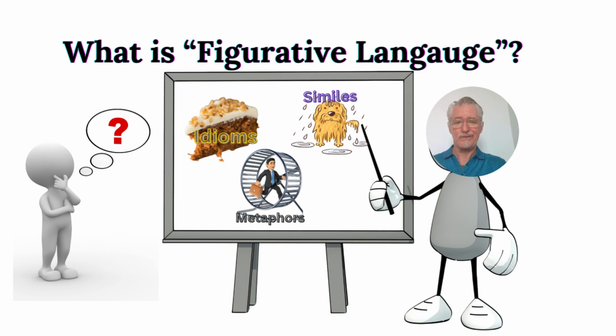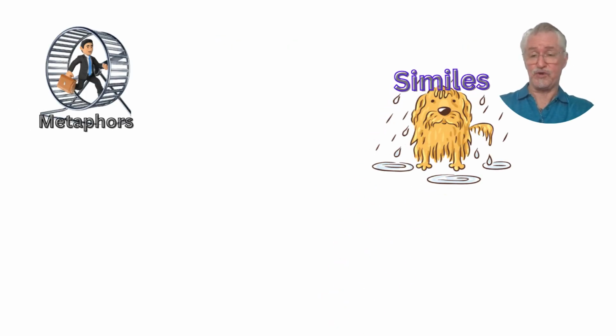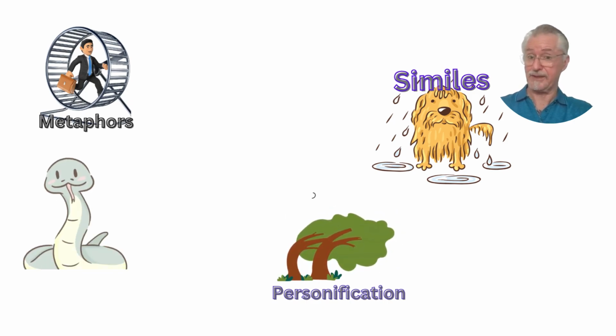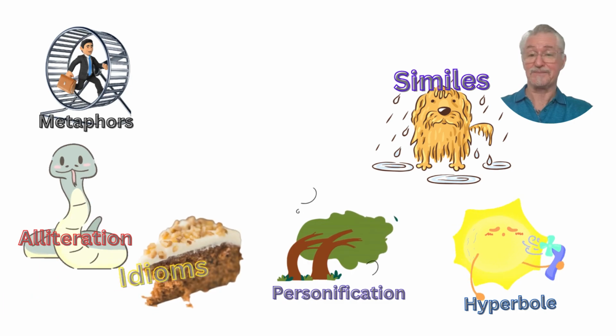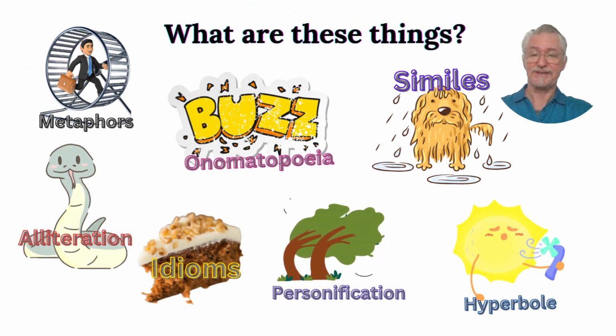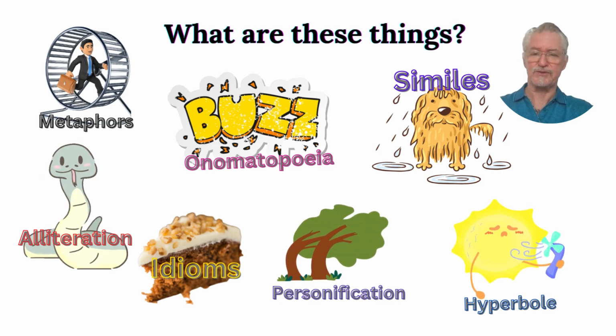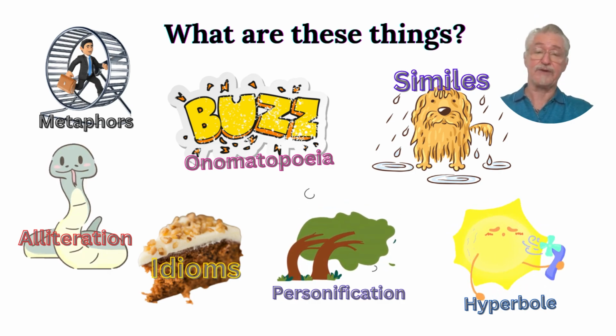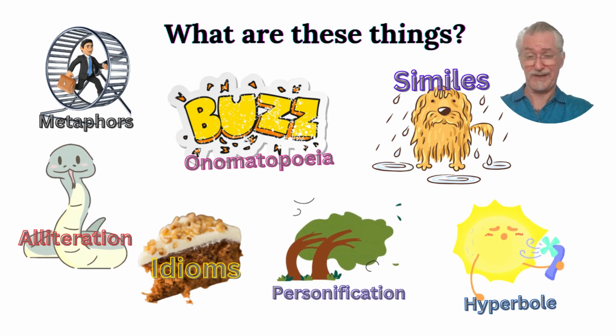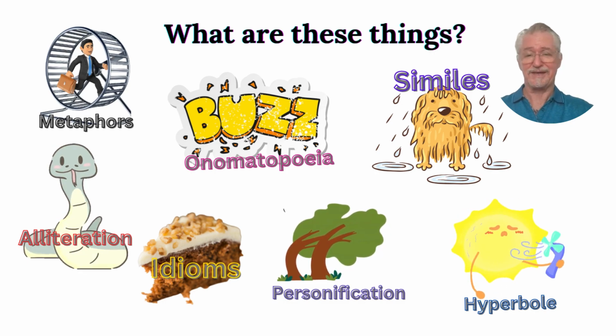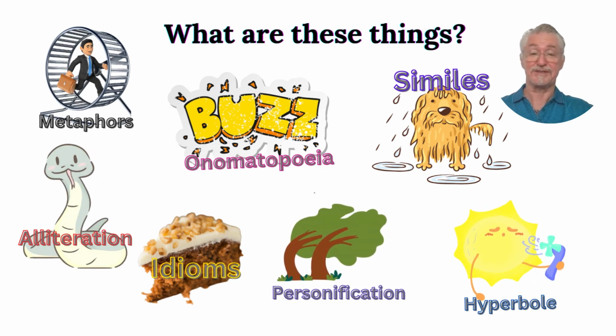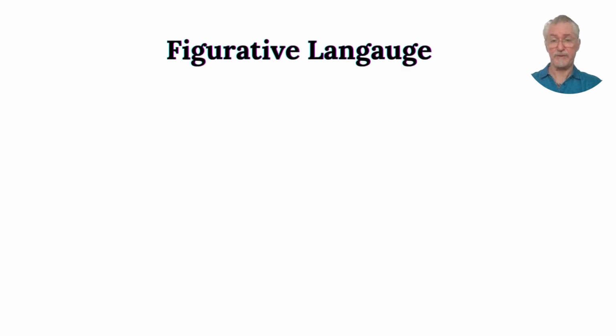And today we're going to be looking at what is figurative language. Let's get into it. Similes, metaphors, personification, alliteration, hyperbole, idioms, and onomatopoeia. What are these things? Well, they're not the sort of things we talk about every day. However, they are an important part of our lives and they play a bigger part than you think. Let's have a look and see what each of these things are. They are all part of what's called figurative language.